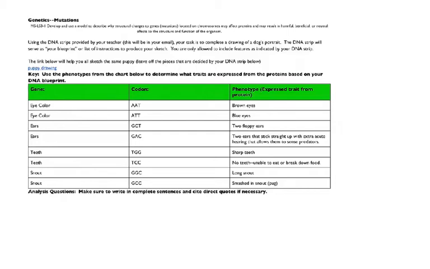Good morning, 8th grade. This is Miss Roberge here to help you out with your genetics mutations project. The document is actually called the Dog Draw for Science. It's in the assignments on the science team. So let's talk about this.